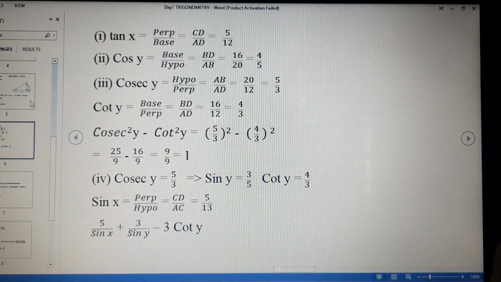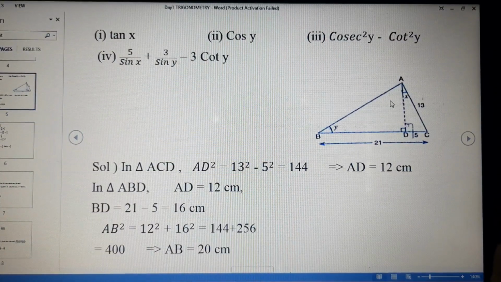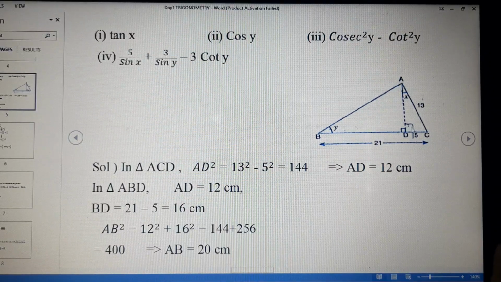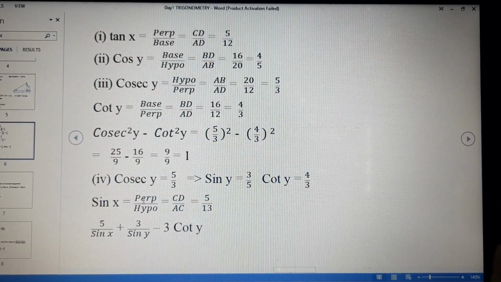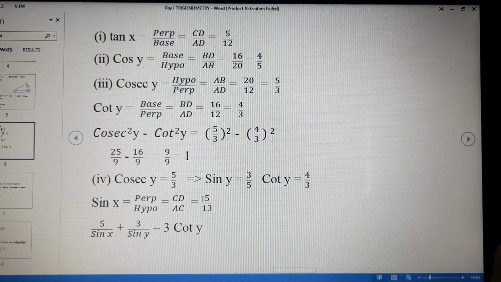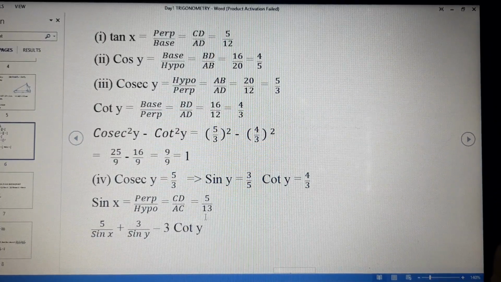I'll take you to the diagram. According to angle x, CD is perpendicular and AD is base. So perpendicular is CD upon hypotenuse AC. So 5 upon 13, the values were written. We have substituted the values.